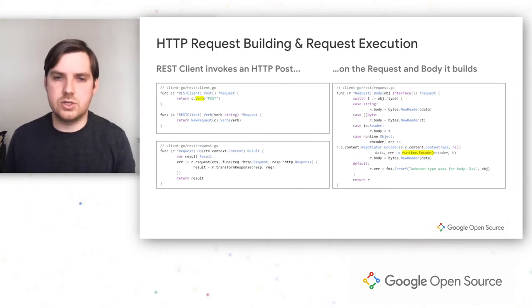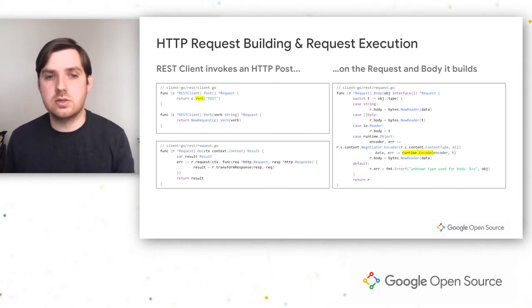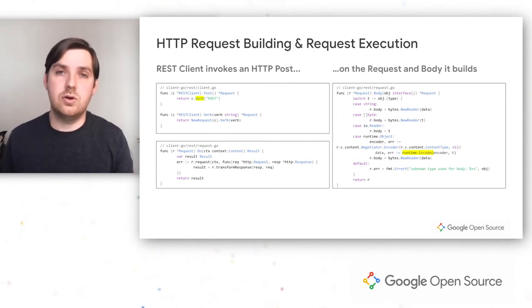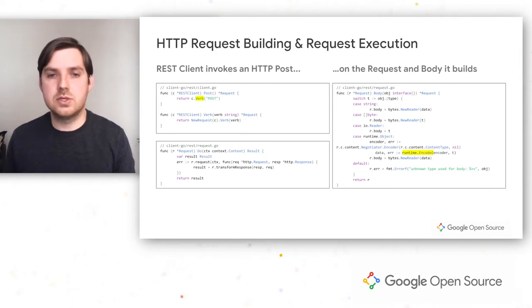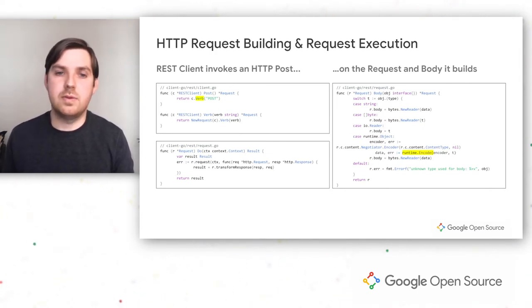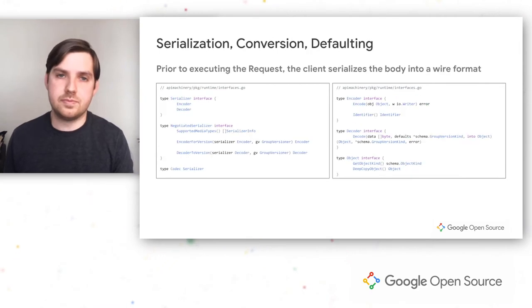The last step is to actually send the HTTP request across the wire, which it does via the do method using a vanilla Go HTTP client. That then gets the response back from the server and bubbles it up to the user in the format outputted by the specific kubectl command.